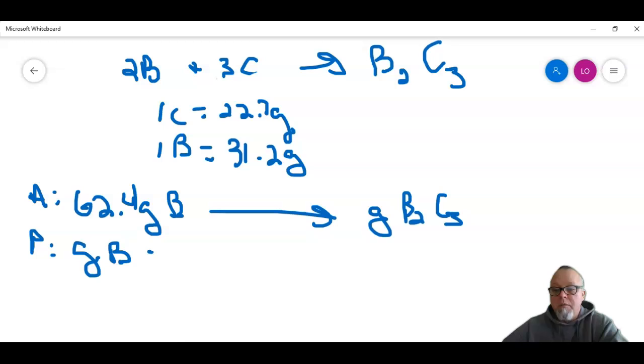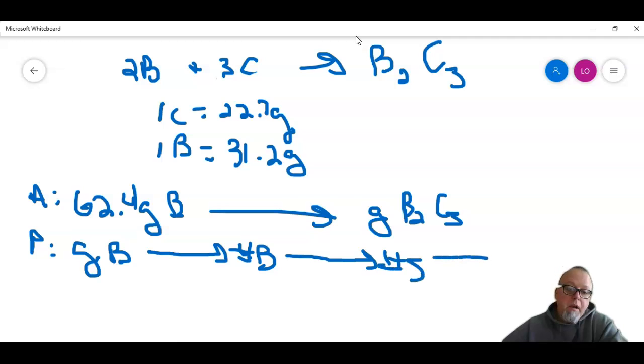Well, we set up the problem: we have grams of bread. What do we need to go to? We need to go to number of bread. And then from number of bread, we need to do the ratio between them, so we go to number of sandwiches. And then from there, we can go to grams of sandwiches. Now we need to set up our equalities. We have grams preceding, so grams of bread will go in the denominator.